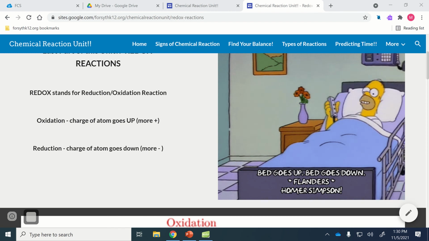And again, they go together. One is going up because it's giving away electrons. The other one's going down because it's accepting those electrons.